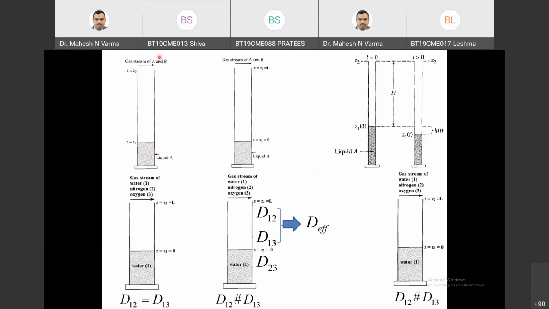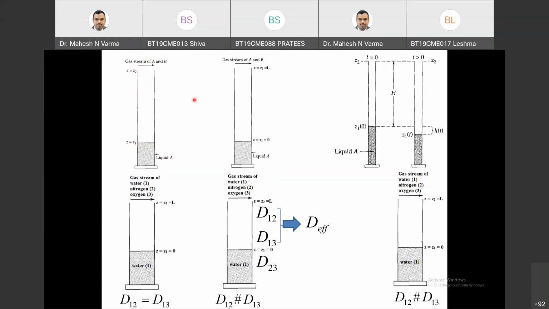If concentration of A in this gas stream is given, we can establish the concentration profile in this region. Concentration will vary from Z equals Z1 to Z equals Z2. Also, we can get a flux profile. But there is no reaction, nothing is happening here. Just A is evaporating and mixing with the stream. This was the first case.